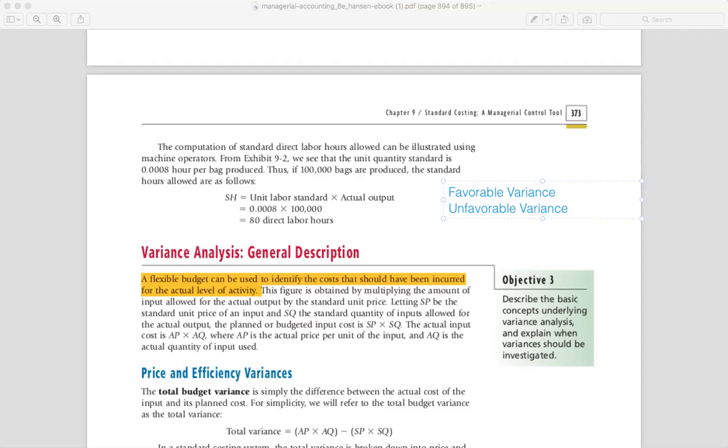So see the difference? We can say that the variance is favorable when the actual cost is actually less than the standard cost. So more or less like that. Okay. So how about the unfavorable one? Unfavorable one is when the actual cost will be higher than the standard one. Okay, so this is the difference between the favorable and the unfavorable variance.